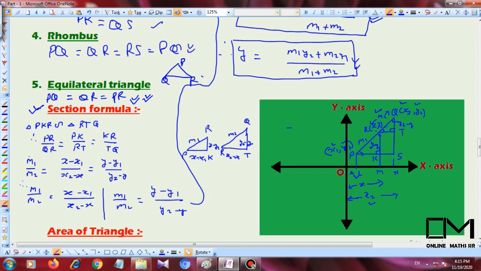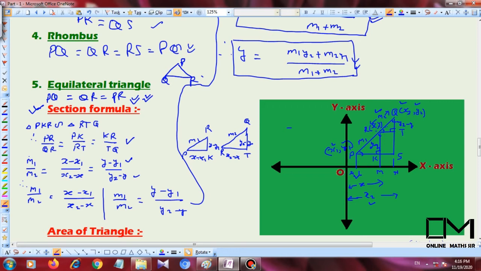You know very well that if two triangles are similar, then the ratio of their corresponding sides is proportional. So PR upon RQ will be PK upon RT equal to KR upon TQ, right? The value of PR upon RQ is m1 upon m2, the value of PK is x minus x1, from the diagram you can see, and the value of RT is x2 minus x. Clear? And the value of KR is y minus y1, and TQ is y2 minus y.